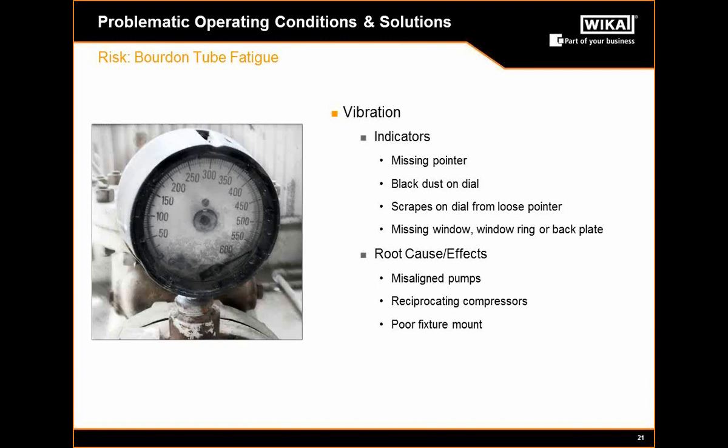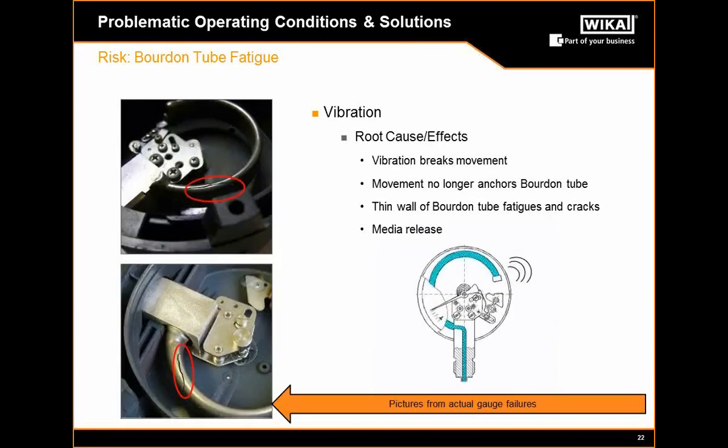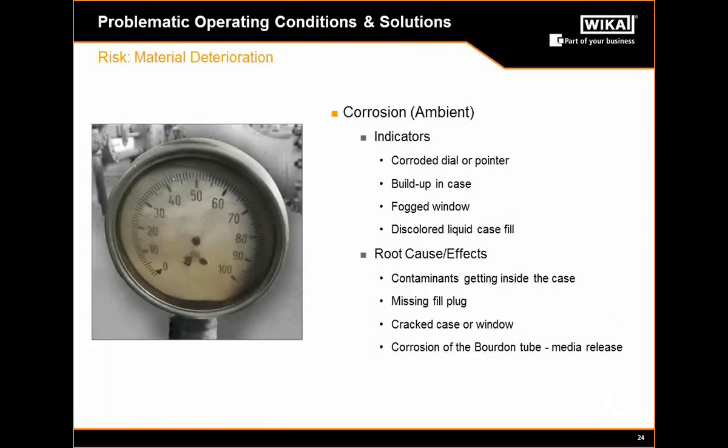The next risk to gauge failure would be material deterioration. Corrosion would be the first example, and this is where that seal, that NEMA 4X IP65 case comes in handy. You'll see corrosion through anything from a corroded dial or pointer, buildup in the case, a fogged window, or a discolored case fill. This happens when contaminants get inside the case and cause those parts to break down. It may have been caused by a missing fill plug, or maybe the window at some point in time has been cracked, or even the case has been cracked. Eventually that corrosion will reach the Bourdon tube and eat away through it, and it could lead to a failure.